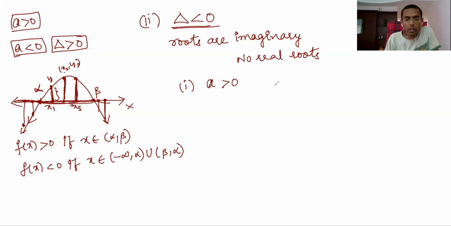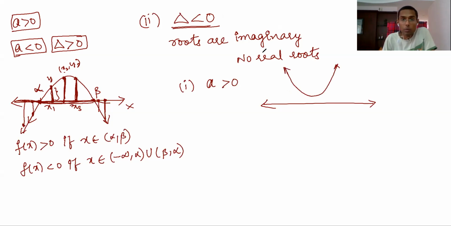So here, no real roots, case 1 is a greater than 0. A greater than 0 means the curve will be upwards, so the curve will be like this. No real roots means it is not intersecting the x-axis anywhere, from minus infinity to plus infinity. If it intersected, the y value would be 0 on the x-axis for that x value. Therefore, it's not intersecting the x-axis anywhere. So that means for this x value it is positive, for this x value it's positive, and for every other x value it is positive.